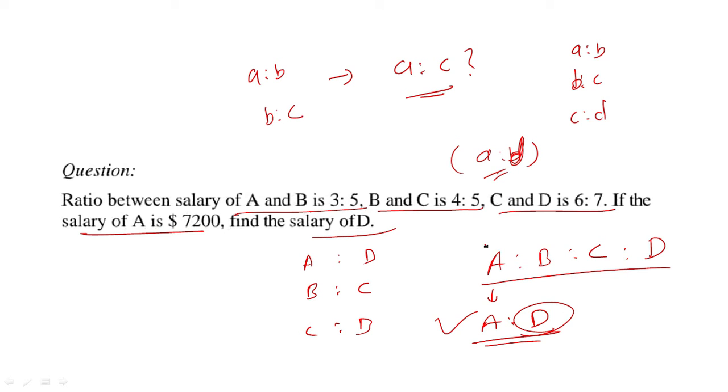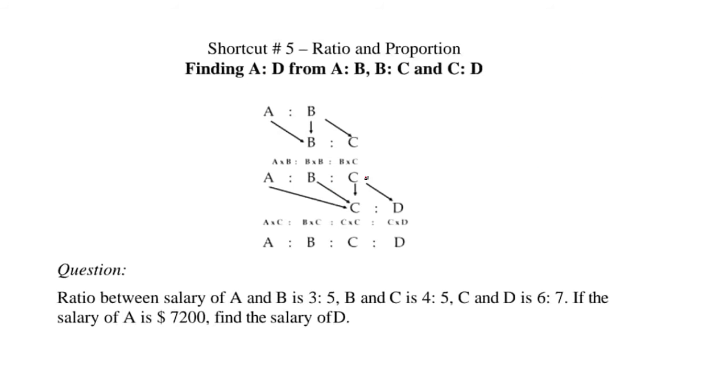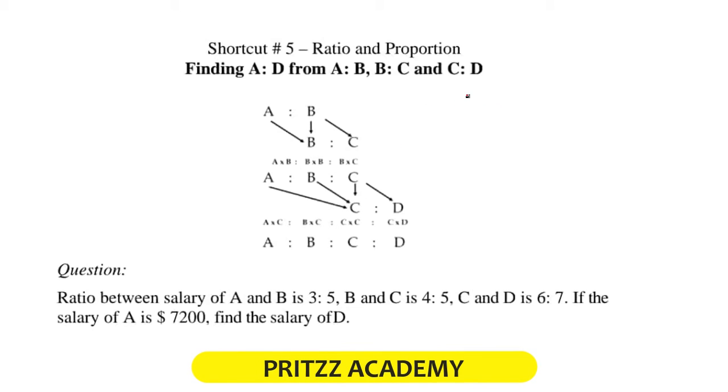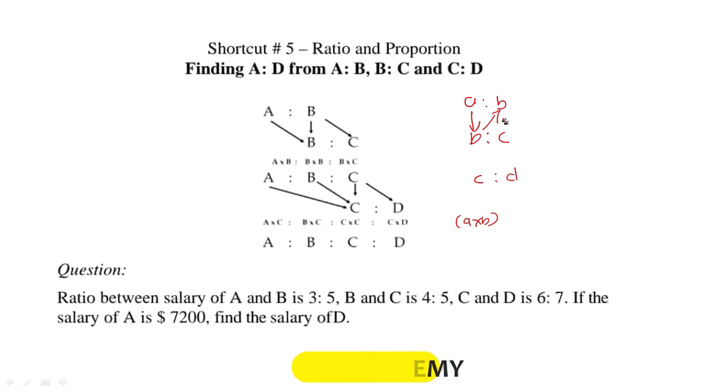So many questions are framed on the basis of this concept. So just watch carefully. This is a concept similar to the simple method which we used in the last video. Here we have three ratios: A to B, B to C, and C to D. What we need to do is similarly multiply A into B, B into B, and then B into C. That's what we did for the previous problem.